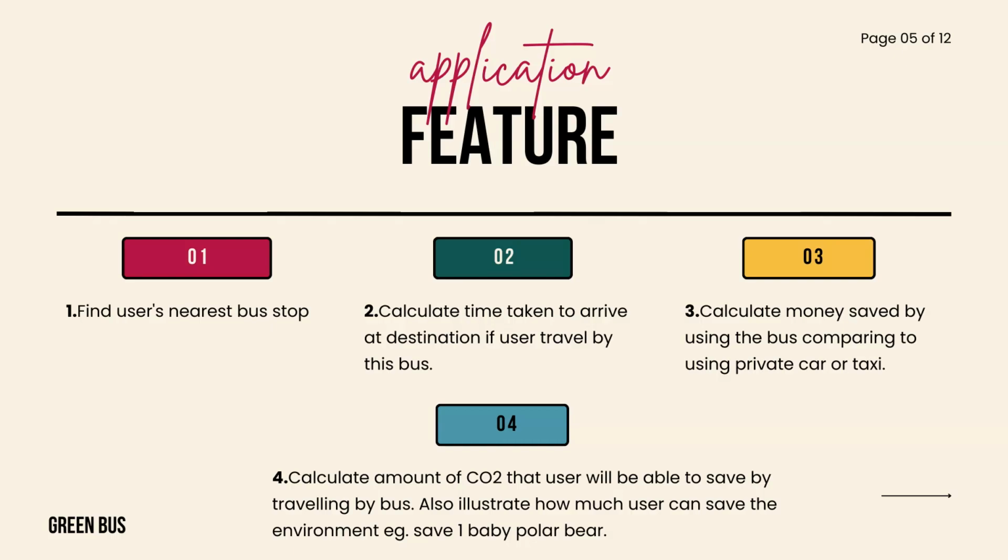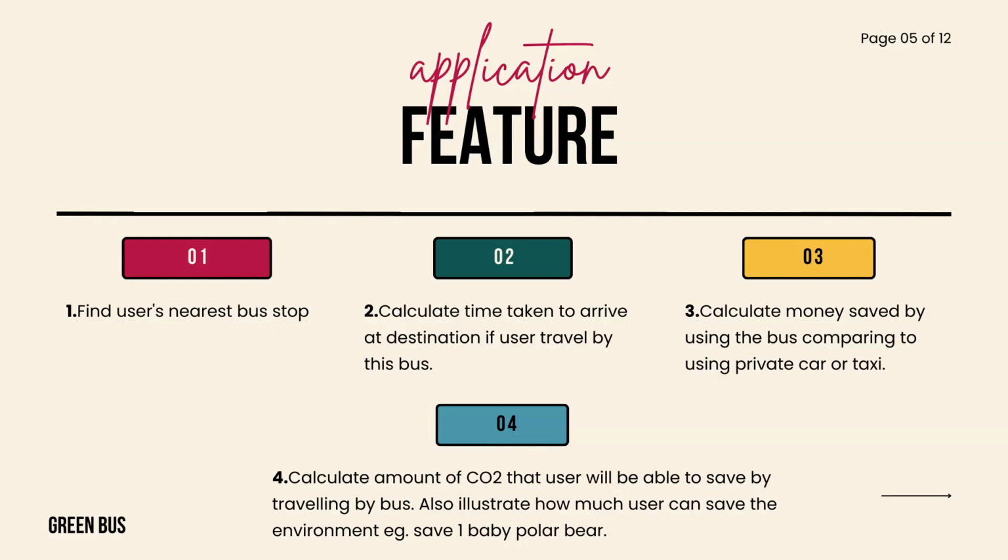So the features that we have made for our app are, first, we are able to find the nearest bus stop and also calculate the time taken to arrive at the destination if the user travels by the bus. Thirdly, we can also calculate the money saved by using the bus comparing to using their own private car or taxi. And lastly, we can calculate the amount of carbon dioxide the user will be able to save by traveling by the bus, and also visualize how much the user can save the environment. For example, if the user has saved at least one baby polar bear or not.